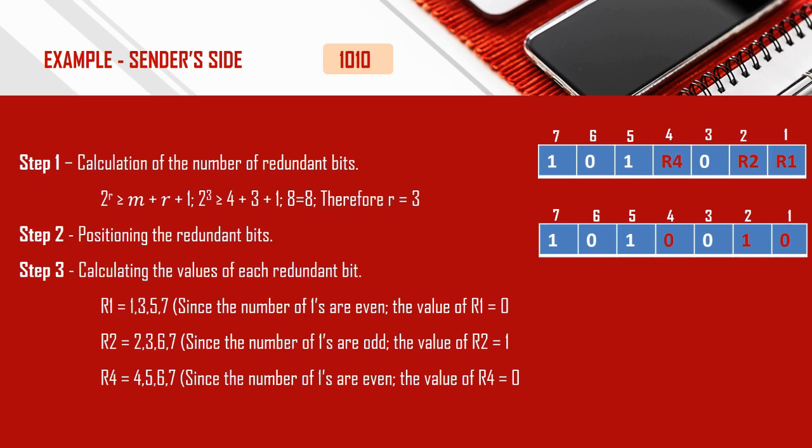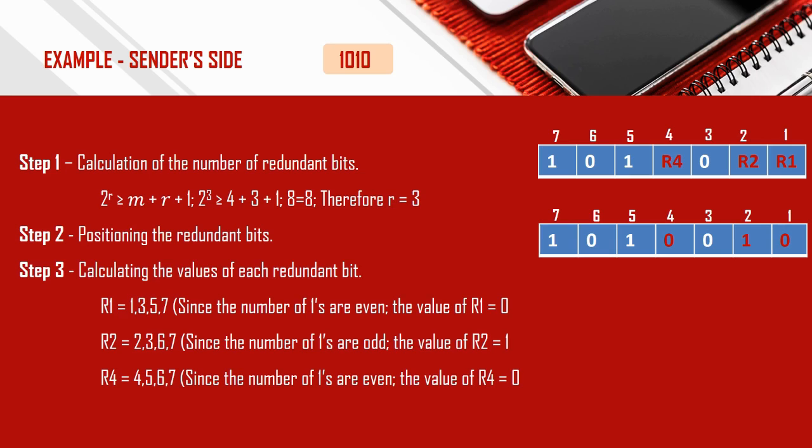When we come to step 3, calculating the values of each redundant bit, we have already learned how to calculate them. For the first redundant bit r1, we check the positions 1, 3, 5 and 7. Since the number of ones at these positions is even, the value of r1 will be 0. In the second diagram we have represented the values of the parity bits and data bits. So r1 is equal to 0.